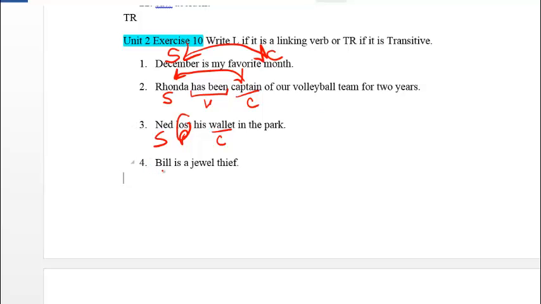Final example. Bill is the subject. Is the predicate. Thief is the complement. In this case, is Bill doing something? Bill isn't doing anything. All it's doing is linking these two pieces of information, saying that Bill and thief are one and the same.